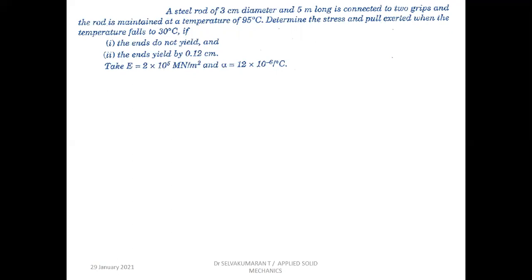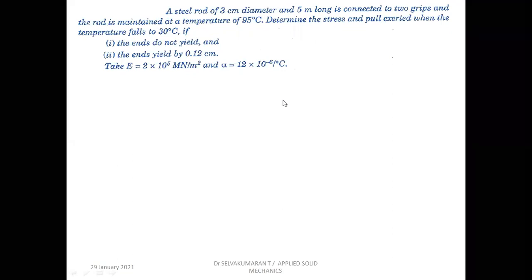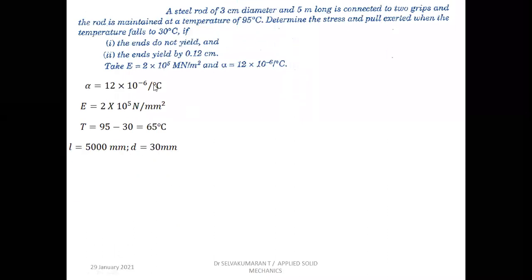is 1.2 millimeter. Take Young's modulus as 2 into 10 power 5 meganewton per meter square, or 2 into 10 power 5 Newton per millimeter square. And alpha, the coefficient of linear expansion, is 12 into 10 power minus 6 per degree Celsius. These are the given data.